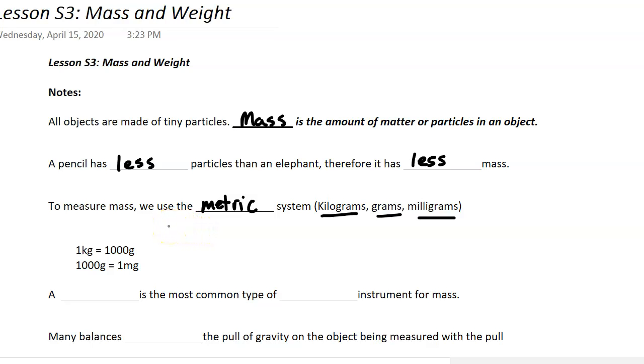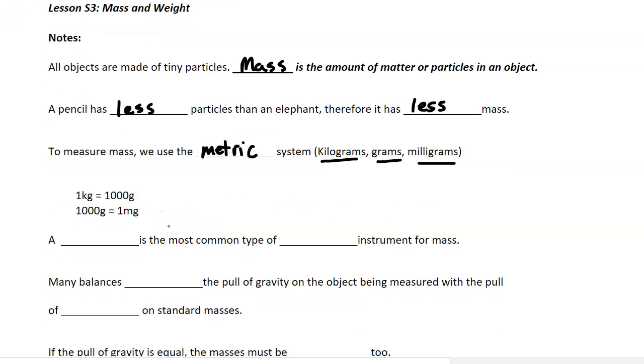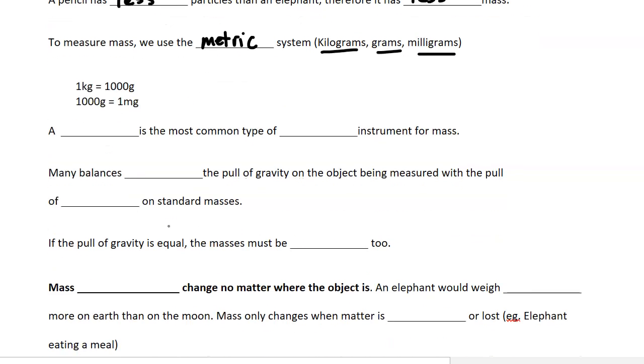But the most common way to actually measure mass is not by counting the number of particles. Most commonly, we use a balance. It's the most common measuring device for mass. Many balances actually compare the pull of gravity on an object being measured with the pull of gravity on standard masses. And so if they pull equally, then the masses must be equal too.